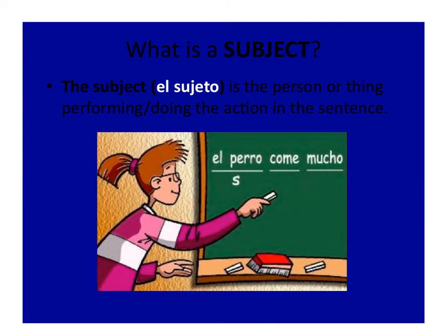Before we begin with today's lesson, let's first review what the term sujeto means. El sujeto, or the subject, is the person or thing we're talking about in the sentence. It's the person or thing doing the action. For example, in the sentence, El perro come mucho, the dog eats a lot. El perro, the dog, is the subject of the sentence.